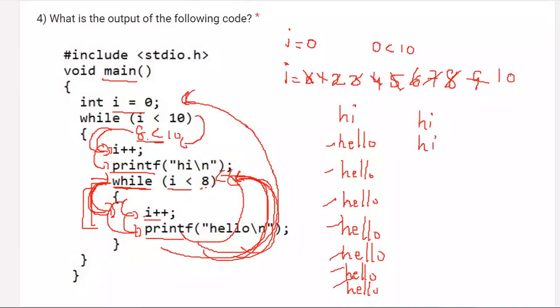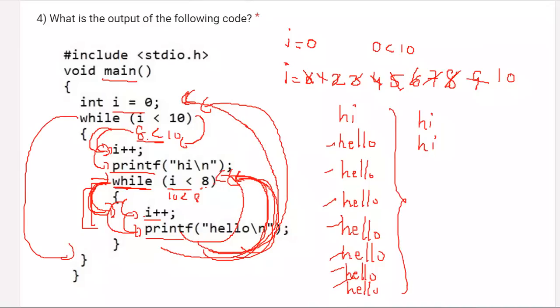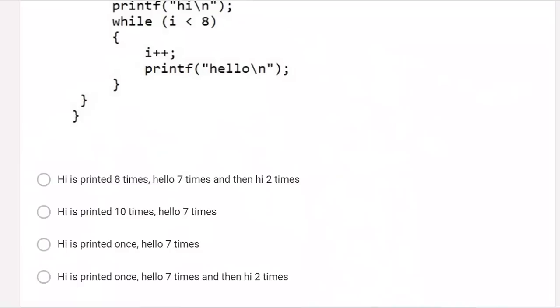Again, while: what is the value of I? 10. 10 is not less than 8. Again go to the outer while loop. The present value of I is 10. Is 10 less than 10? No. Now you are coming out of the outer while loop also. Now this will be the output: hi will be printed once, after that hello will be printed 7 times, after that hi will be printed 2 times. So this will be the answer for this question.